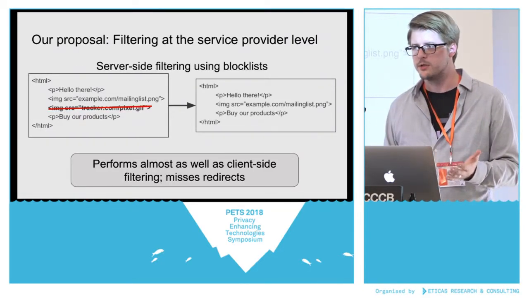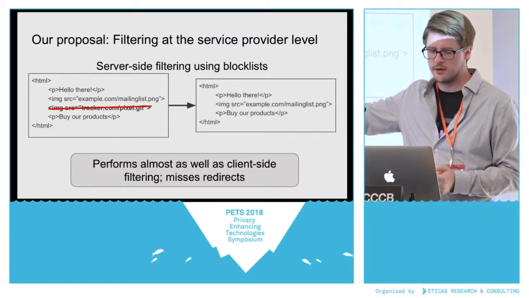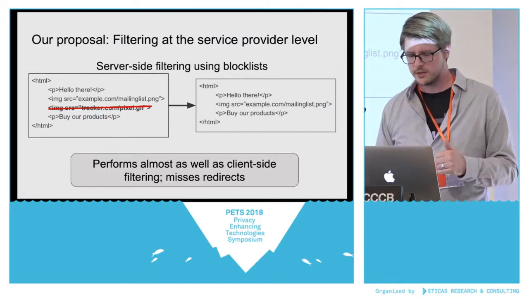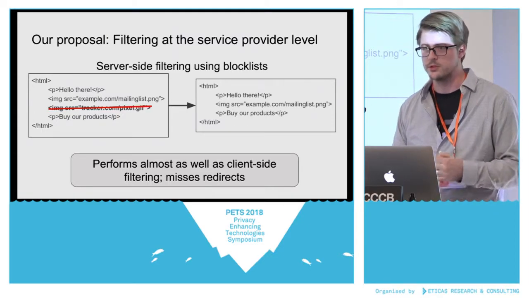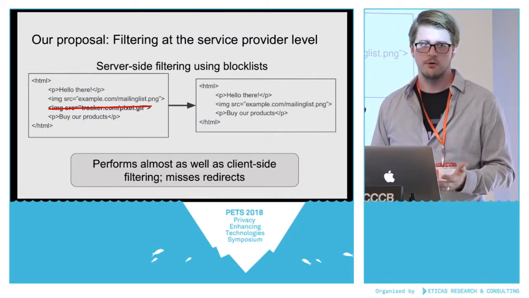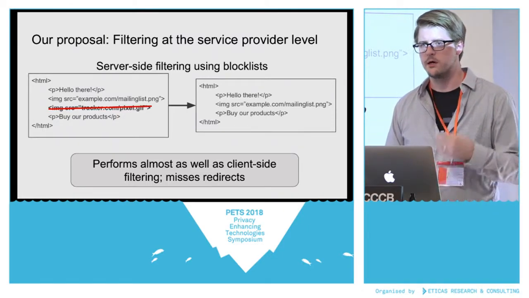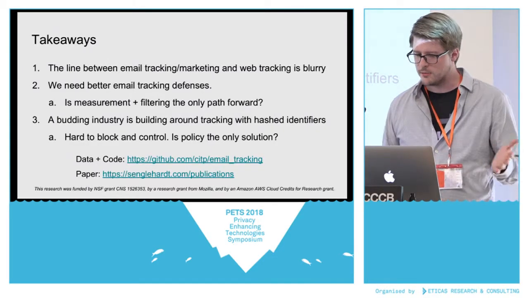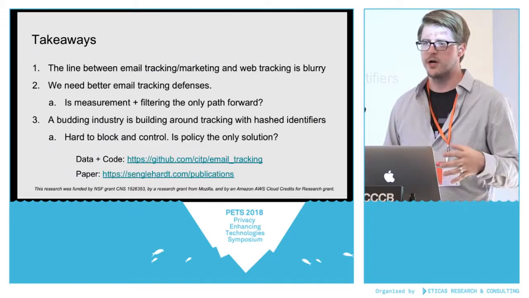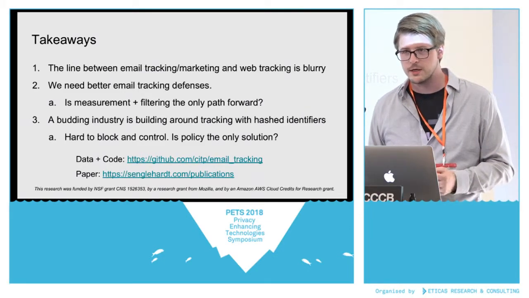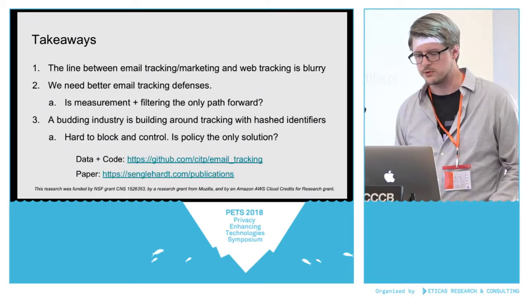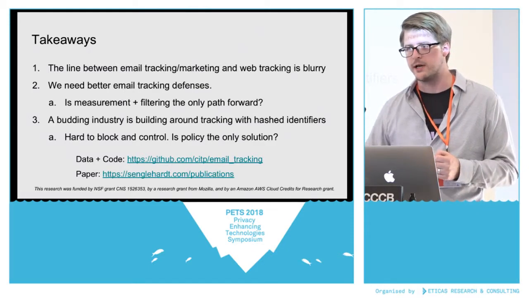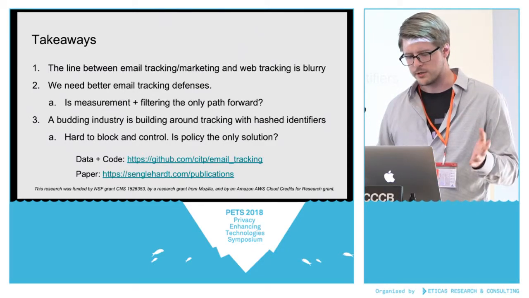Then when the user opens it, that tracking pixel won't be there. So there are some problems there with redirects, but it actually does perform almost as well as AdBlock Plus or uBlock Origin being installed client-side when the email's open. And so the point I want to make here is that the line between web tracking and email tracking is blurry, and that we really do need better defenses for this, whether it's just doing measurement and adding to the filter lists, or if it's something else.